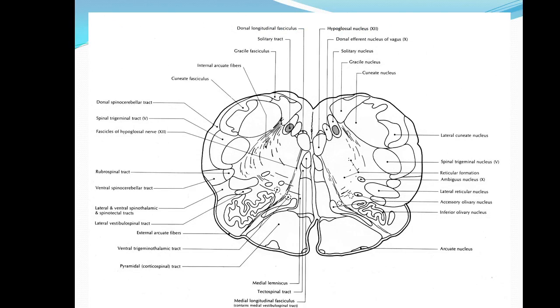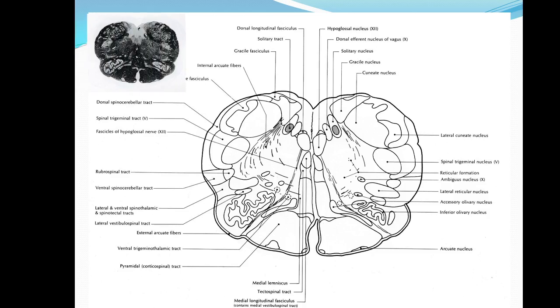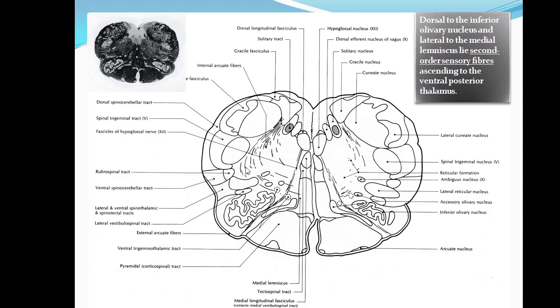Let us see the floor of the fourth ventricle and see the nuclei of the cranial nerves. Dorsal to the inferior olivary nucleus and lateral to the medial lemniscus lie the second order sensory fibers ascending to the ventral posterior thalamus.